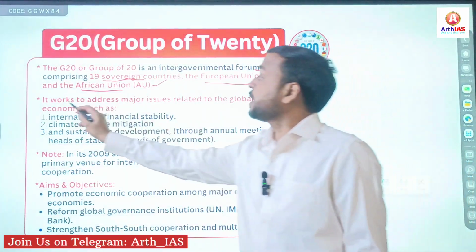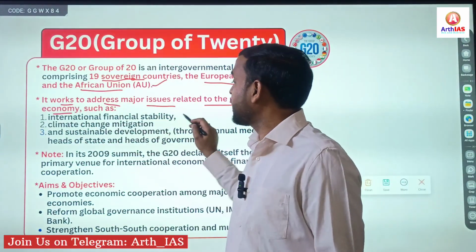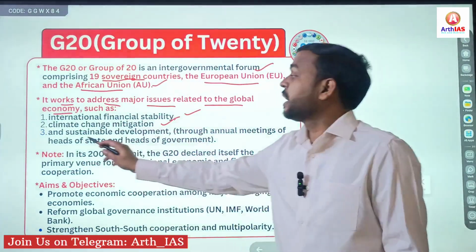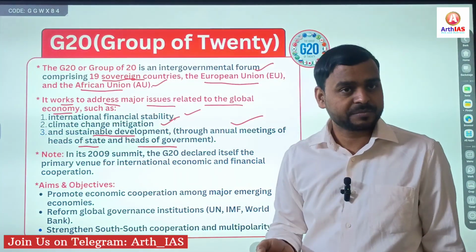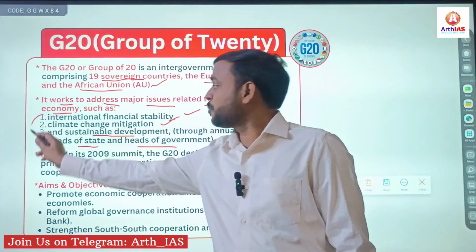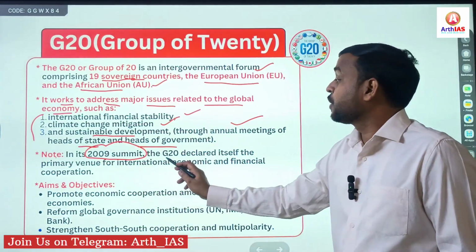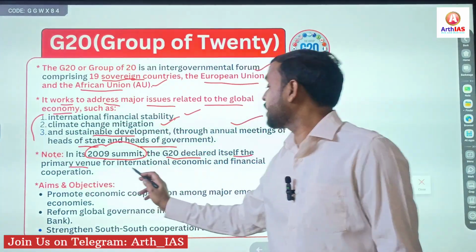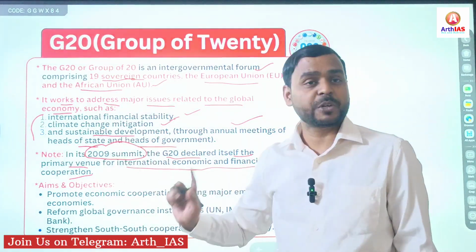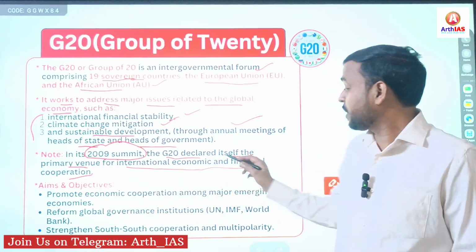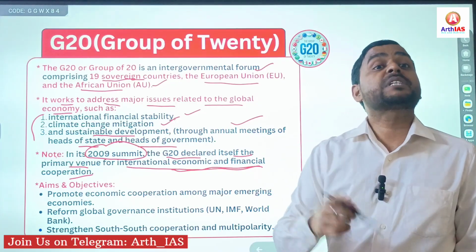Second, it works to address major issues related to the global economy such as international financial stability, climate change mitigation, and sustainable development through annual meetings of heads of state or heads of government. These are the notable points. Next, note that in the 2009 summit, G20 declared itself the primary venue for international economic and financial cooperation. So this is a notable point. In the 2009 summit, it was declared as what? International economic and financial cooperation.